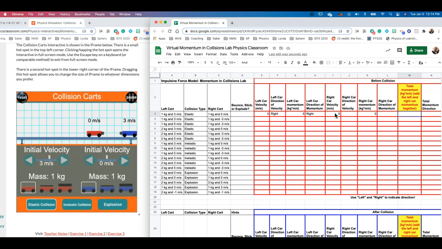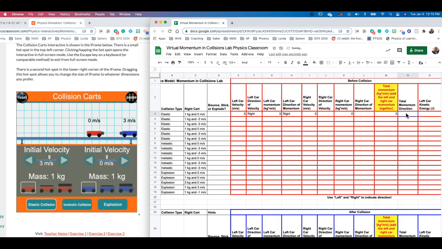The total momentum of the two cars together. So you'll see that the left car momentum was 3. The right car momentum was 0. You add those two together, and we get 3. The next thing they want is the total momentum direction. And that one is going to be to the right because that is our total momentum. So if it's positive, it's to the right.